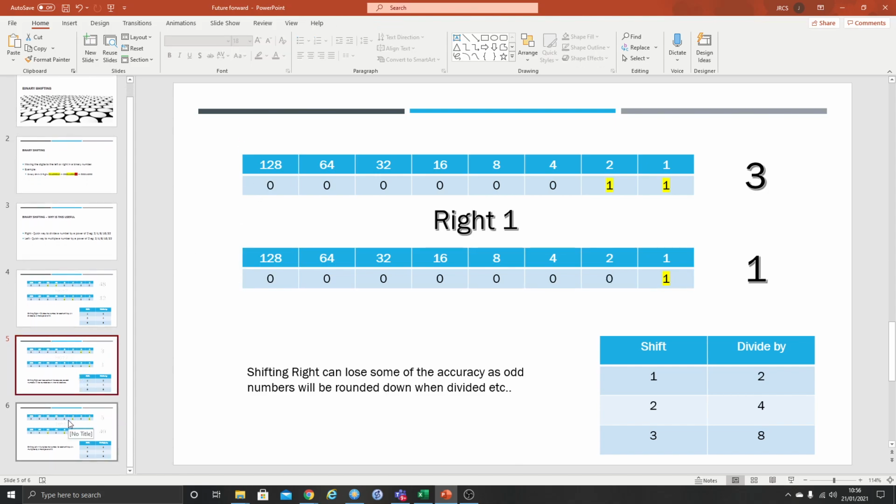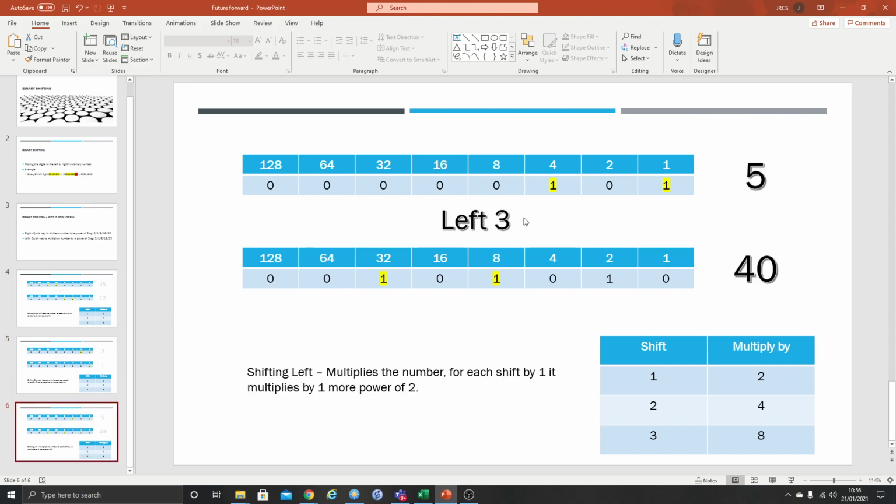So that's that one. Now I'm going to do a left shift of 3. Left is the same: every time you move it by 1, you double it. So think of it as a power. 2 to the power of 3 is 8, so moving it left 3 will multiply it by 8. So 5 becomes 10, becomes 20, becomes 40. There you go. So that's binary shifting.